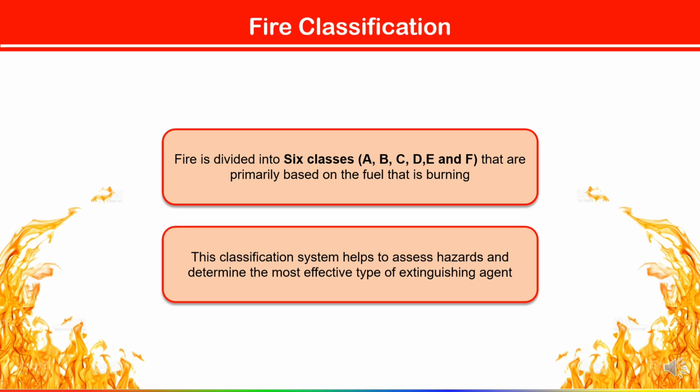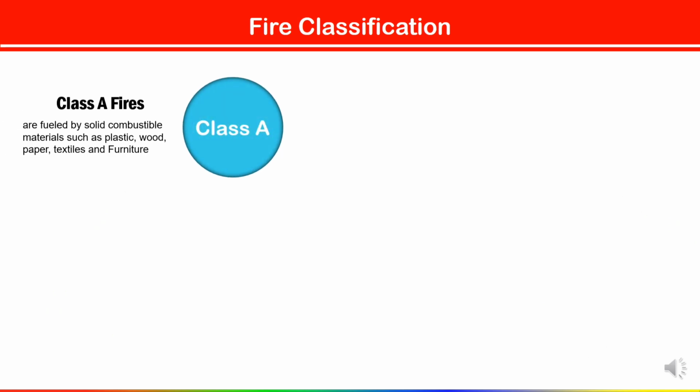Different countries and standards may have slight variations in classification. For example, class F for cooking oils is the European standard, but in some countries it is represented as class K. So don't be confused. Let's see each classification one by one. The first one is class A fire.